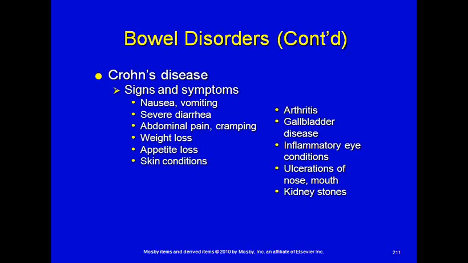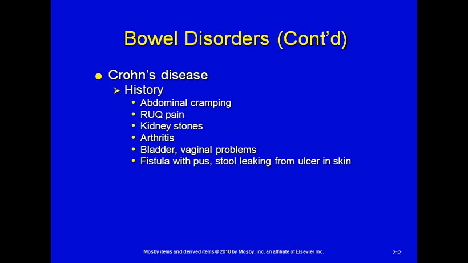They may also have arthritis because, strangely enough, people with Crohn's have a tendency to have other autoimmune diseases like arthritis. They may also have gallbladder disease, inflammatory eye conditions, ulcerations of the nose and mouth, and may be prone to kidney stones. With Crohn's disease, get a really good history about their abdominal cramping.